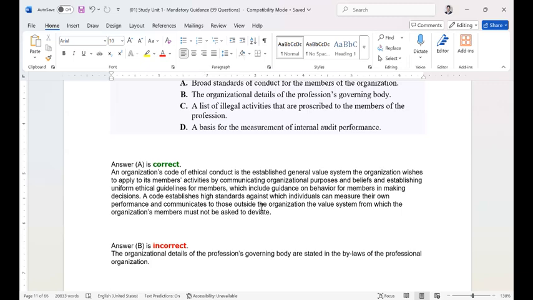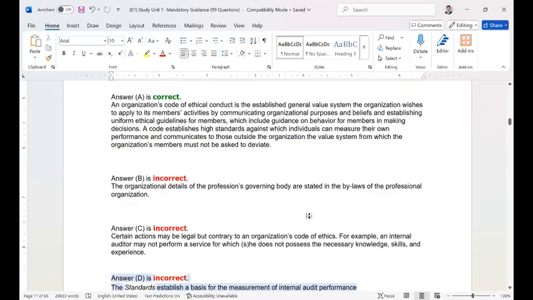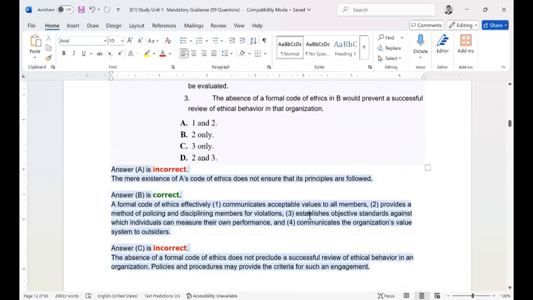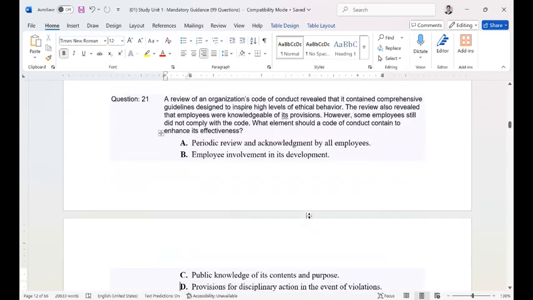So code of ethics is not only communicating the value system to members within the organization, but also to members outside the organization, like suppliers, regulators, third parties, anyone. Go down. Okay. Question number 21.